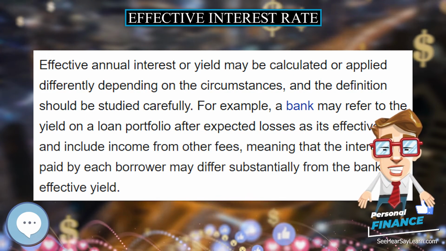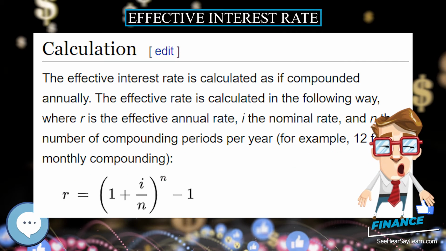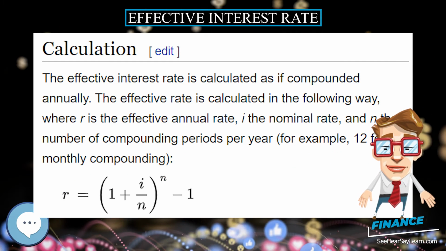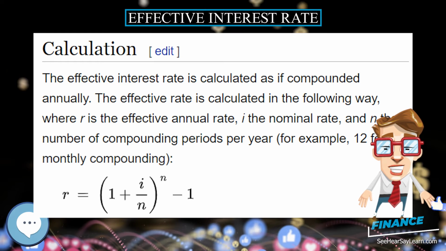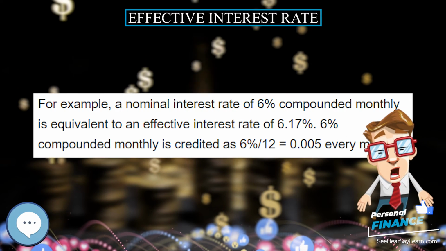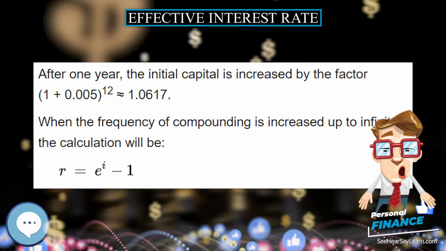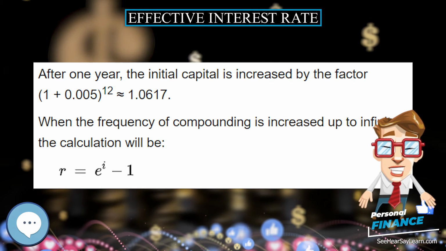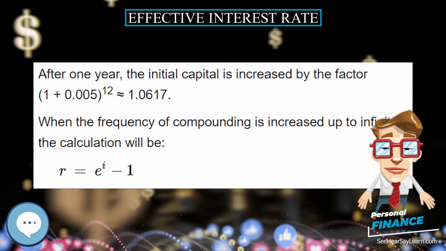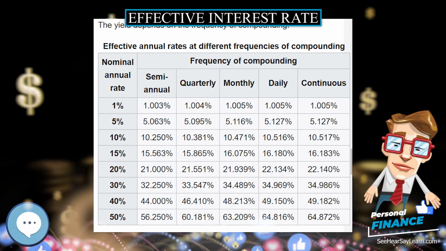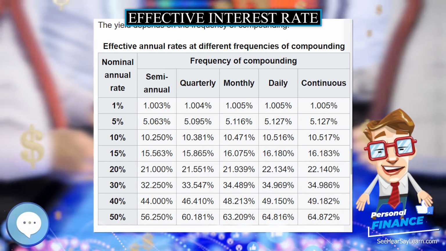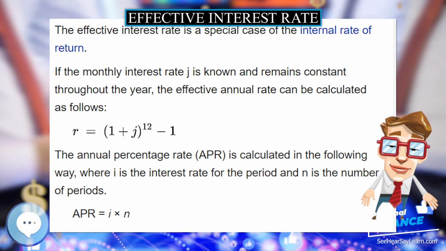The effective interest rate is a special case of the internal rate of return. If the monthly interest rate J is known and remains constant throughout the year, the effective annual rate can be calculated as follows. The annual percentage rate, APR, is calculated in the following way, where I is the interest rate for the period and N is the number of periods.